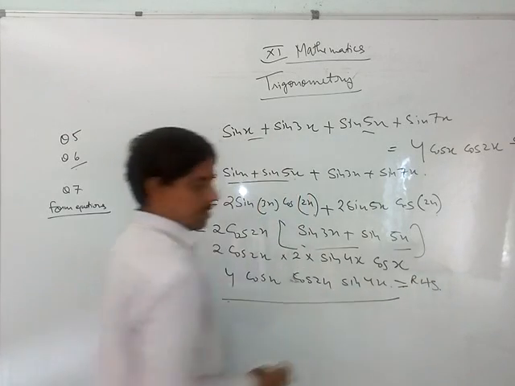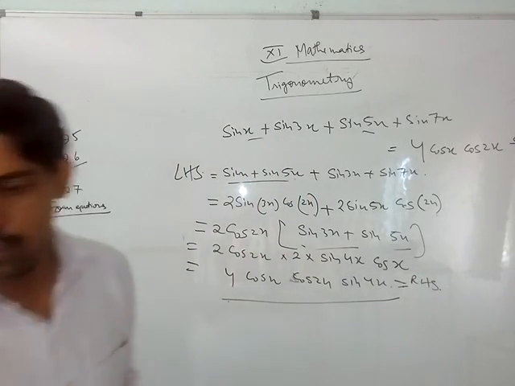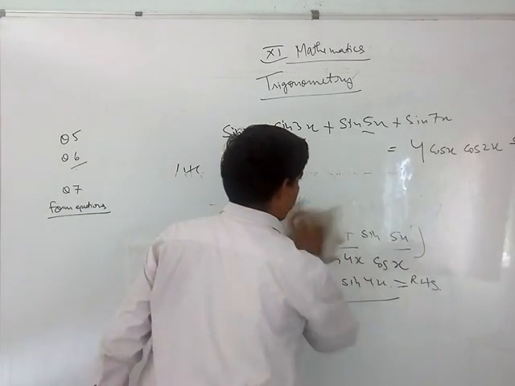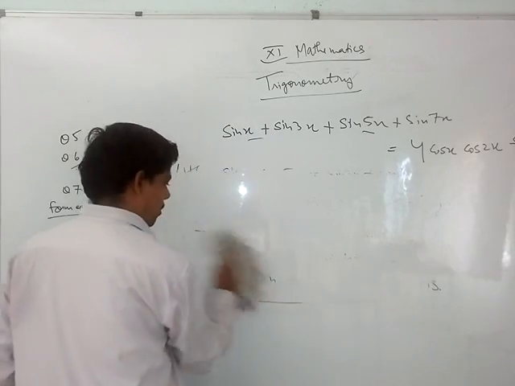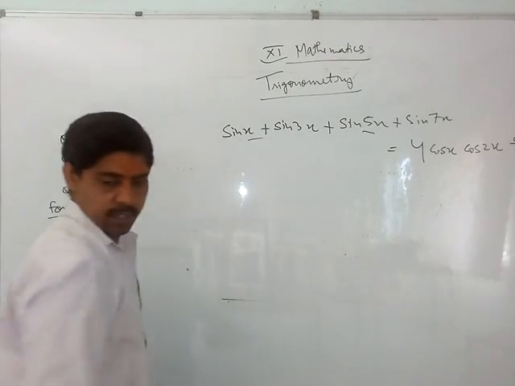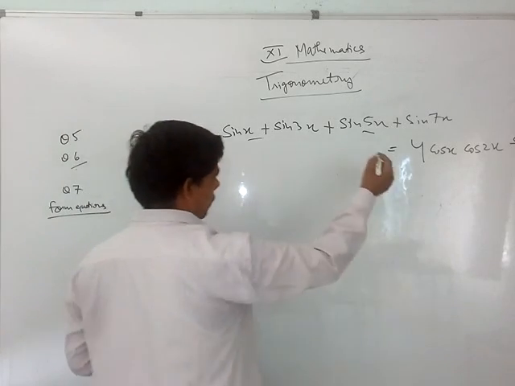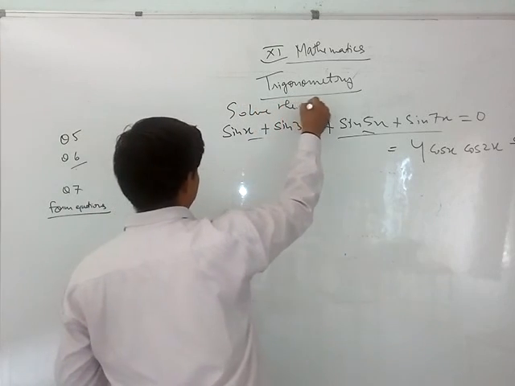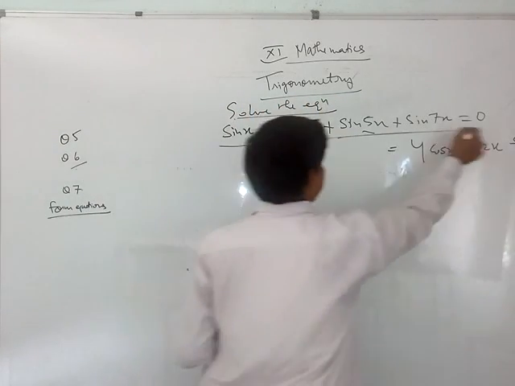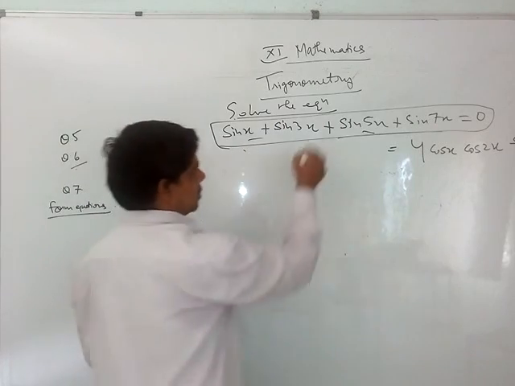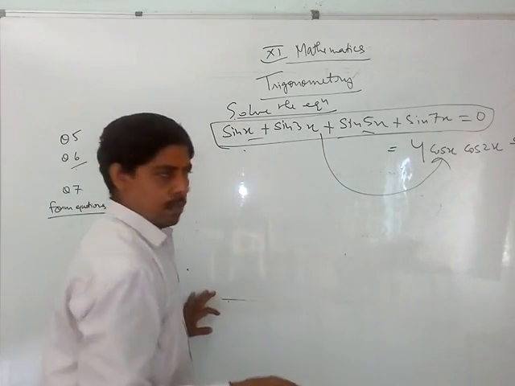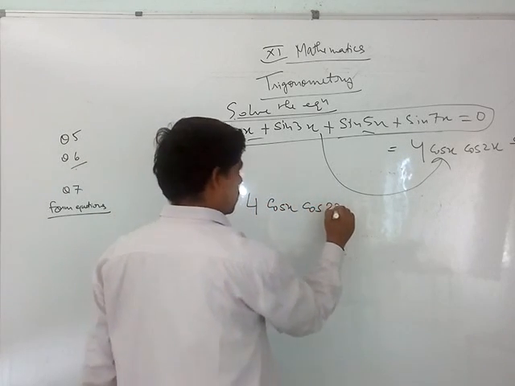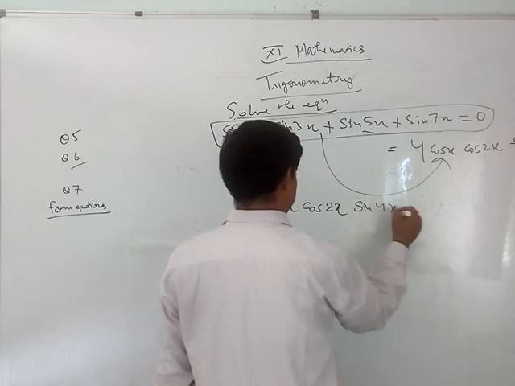Now what I want to tell you is the same question can be asked in terms of equation. The same question can be changed in the exam, and it will be given like this: solve the equation. So what you need to do is first convert it, just like the question we have done right now. We will write 4 cos x cos 2x sin 4x is equal to 0.